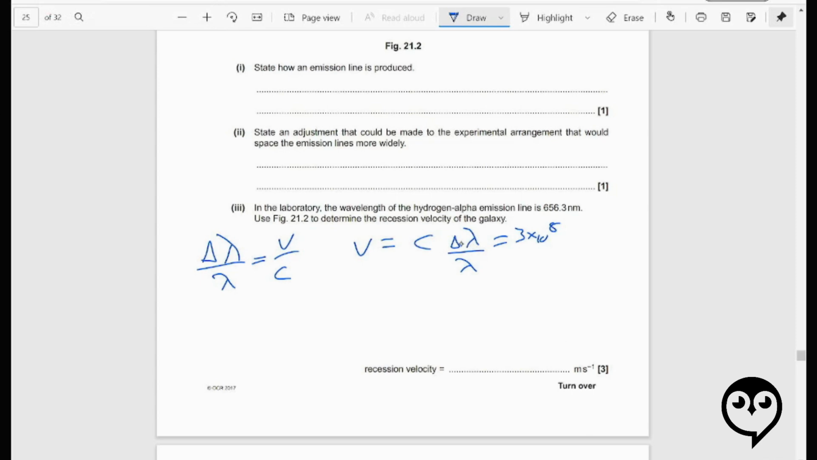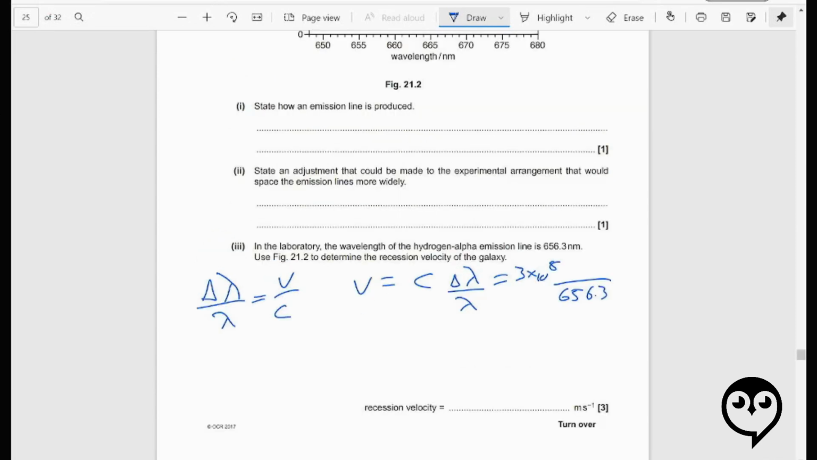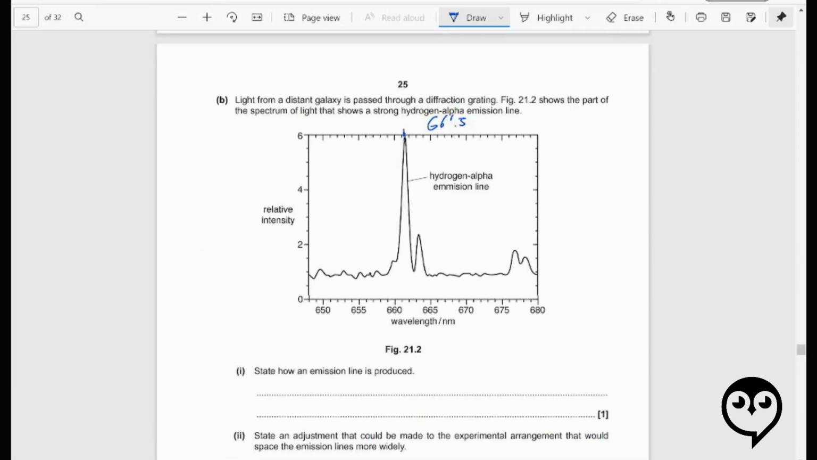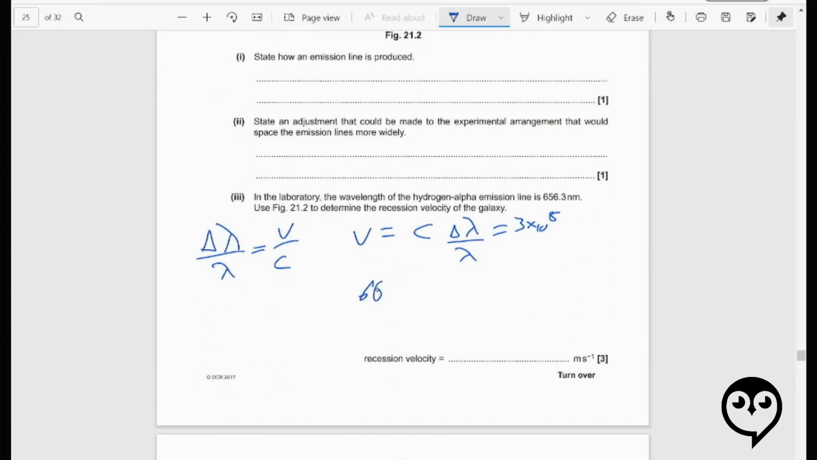Okay, now this difference here, I measured it, and up above here I've measured it, I believe, to be halfway between 661 and 662. 661.5 minus 656.3, so that's a 5.2 nanometer difference divided by the original 656.3. So it looks like I get about 2.37 times 10 to the power of 6.